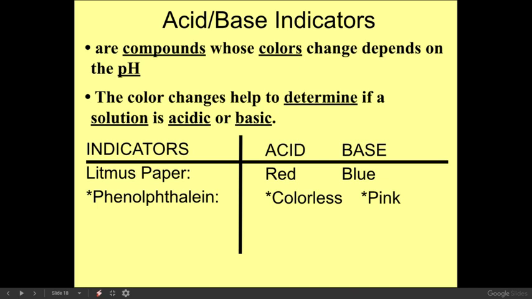And vice versa. If we have blue litmus paper and dip it in an acid, it turns red. And if we have blue litmus paper and dip it into a base, it stays blue. Phenolphthalein is a liquid indicator. If we put drops of phenolphthalein in an acid, nothing happens. There's no color change. It stays clear. If we put some drops into a base, it turns pink.